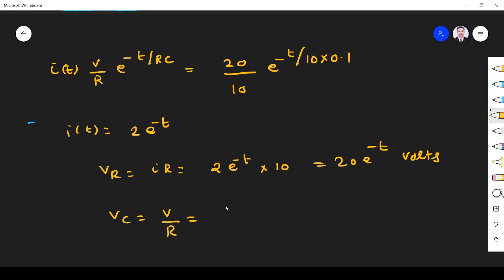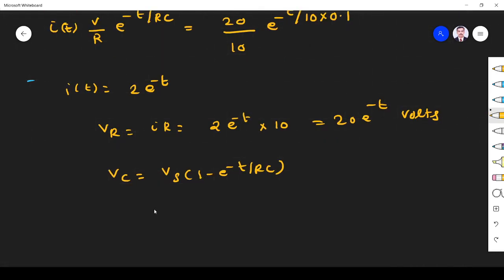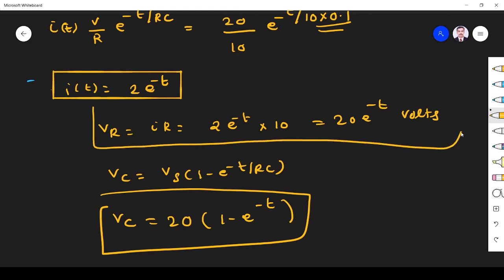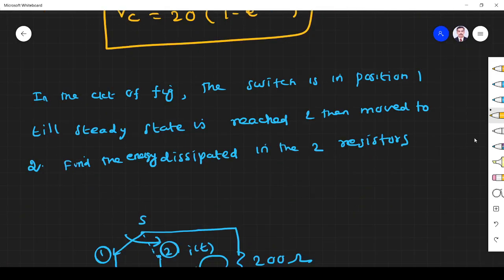Otherwise we can say Vc, just now I told, Vc is Vs (1 minus e power minus t by RC). So Vs is 20 supply voltage, steady state voltage, 1 minus e power minus t by RC. This is 10 into 0.1. We know it is 1. So this is what Vc, this is VR, this is I of t. So this is what they have asked. Simple problem. Fine. Next one.